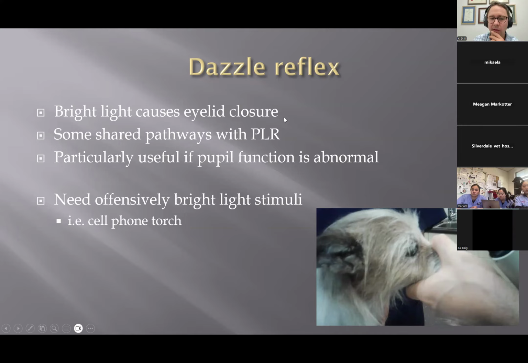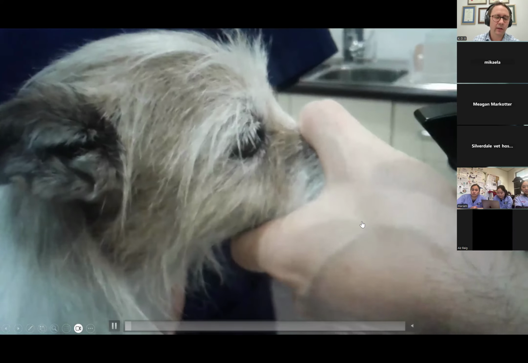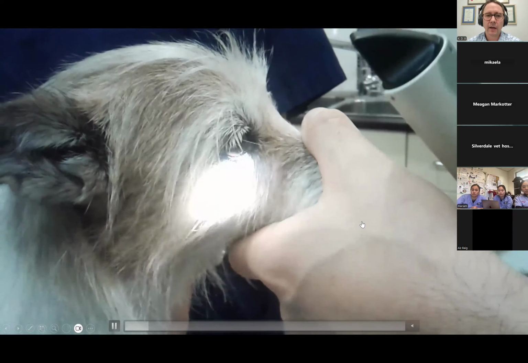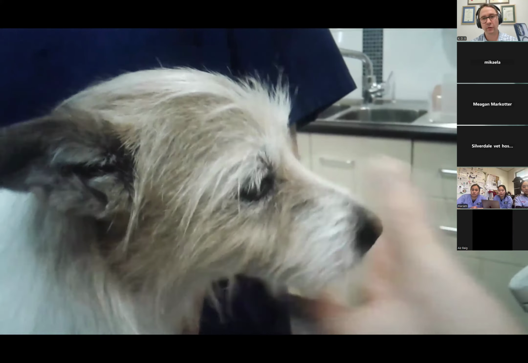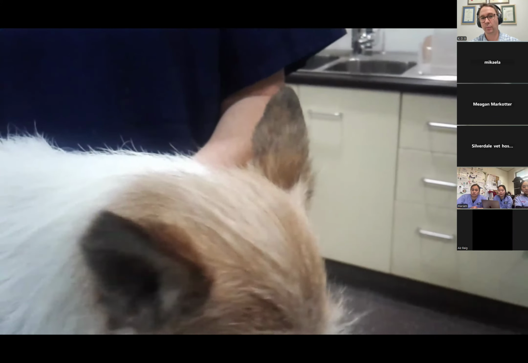Which is the same pathway as for the PLR. But you do need to use a light which is really offensively bright. You need to use a sort of light where you look and go, oh God, that's awful, and you want to close your eyes. It's more of an avoidance reflex. And so a good quality, awful light to use is just your cell phone light. Turned up really high. It's really bright.